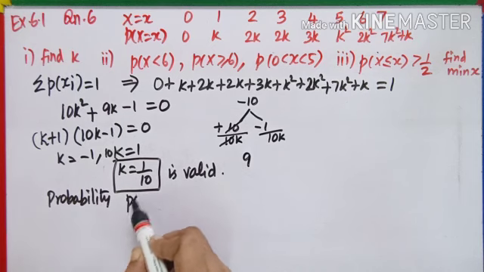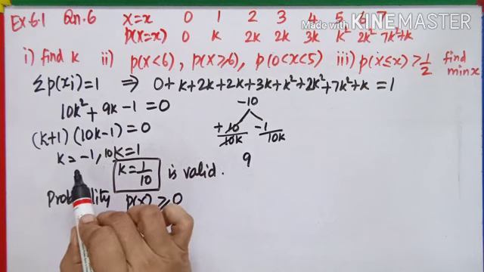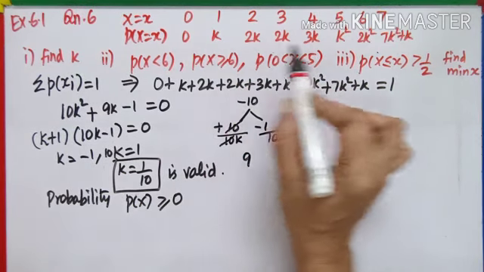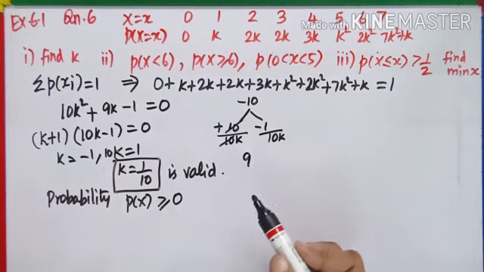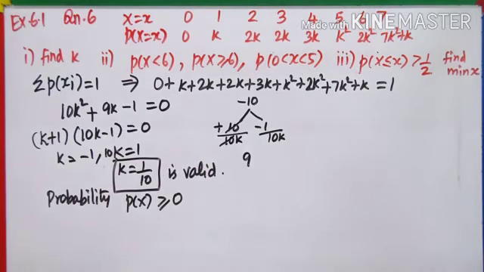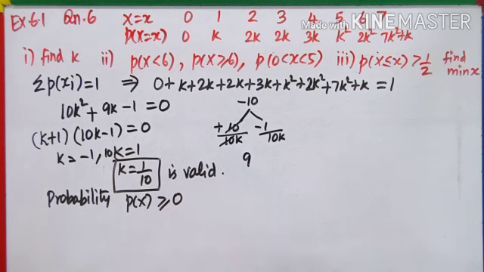Remember, probability is always positive. If I put k equal to minus 1, these answers would become negative, which is not allowed. So, k represents probability. It cannot be negative. So, k equal to 1 by 10 is valid. First part of the question is over. I proceed on to the second one.